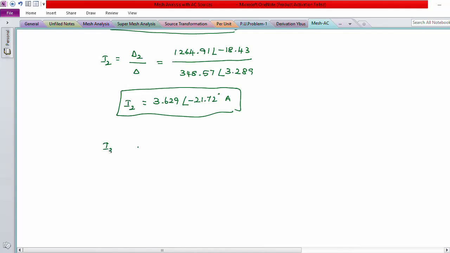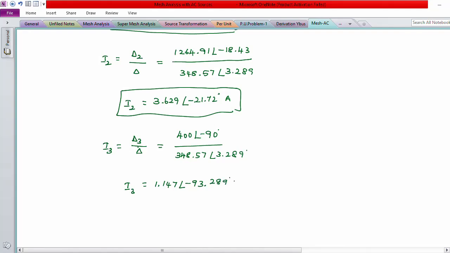Similarly for I3, delta 3 divided by delta. So delta 3 is 400 at an angle minus 90 degree and the delta value is 348.57 at an angle 3.289. So I3 is equal to 1.147 at an angle minus 93.289 amps.